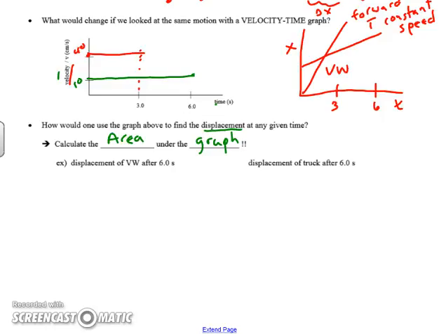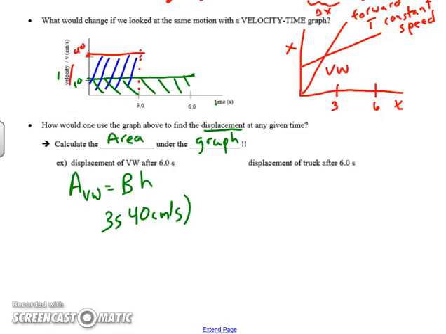If I look at the velocity time graph for the VW, I see that under that curve is an area that looks like a rectangle. And for the truck, it's a really long, narrow triangle. The area of a rectangle is base times height. So for the VW, my base is 3 seconds and my height is 40 centimeters per second. If I multiply them, sure enough, I get 120 centimeters. The units cancel, and that's exactly what we saw before.